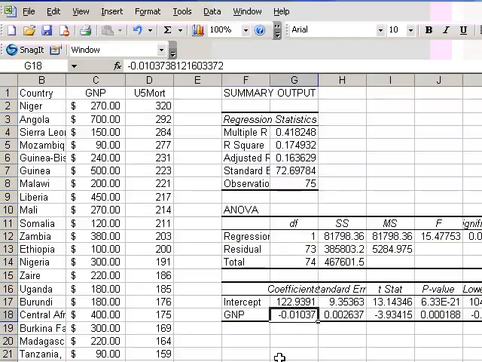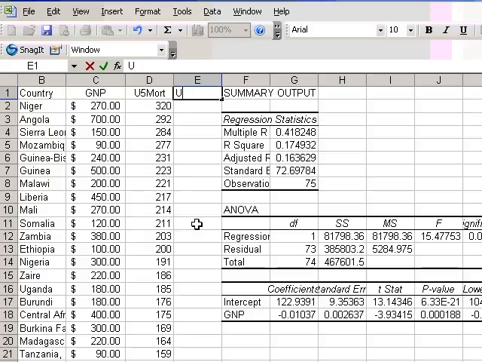There's a negative coefficient on GNP per capita, which means that as GNP goes up, under 5 mortality goes down, and we're accounting for 17% of the variance. The p-value on the GNP coefficient is statistically significant, which says that this coefficient is actually different from 0.